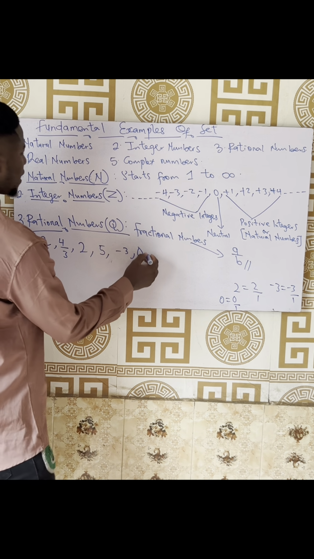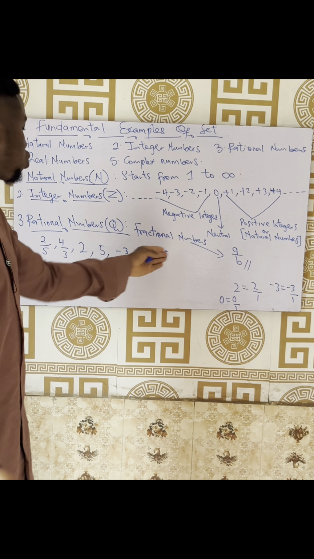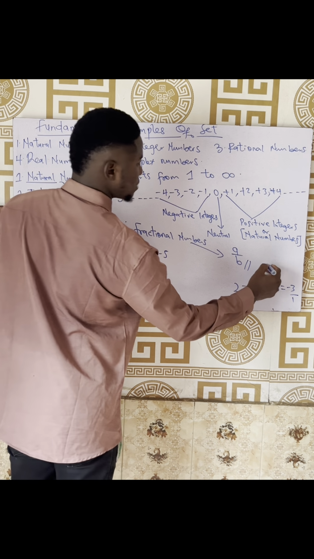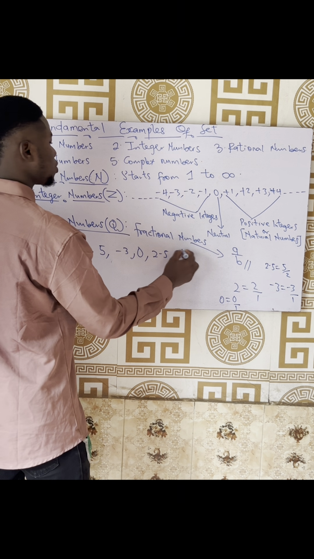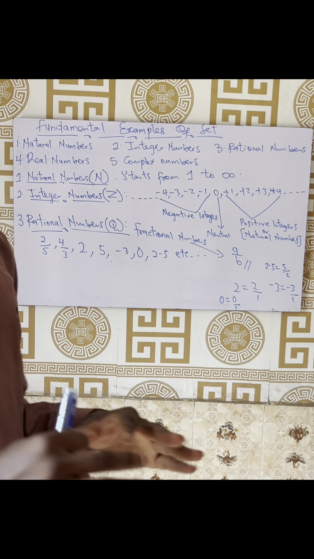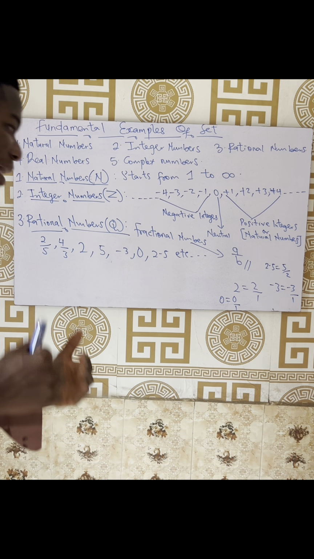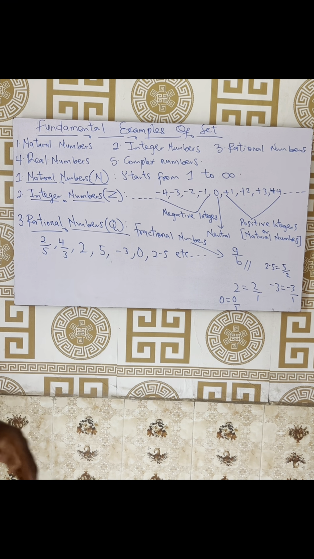So we can also say 2.5 is a rational number, because 2.5 is the same thing as 5 over 2. So any number that can be written in fraction form, in the form of a over b, that number is referred to as a rational number.